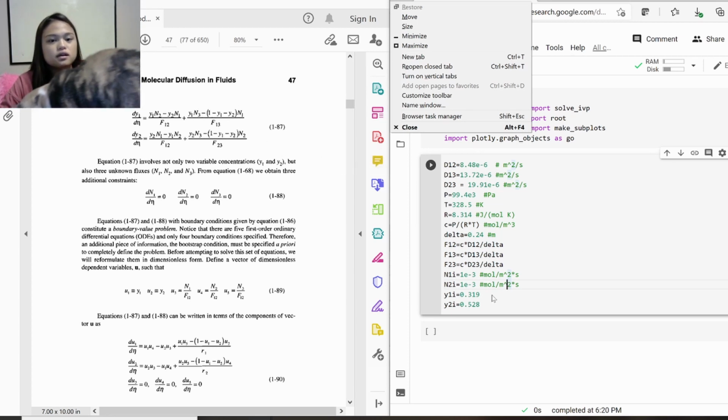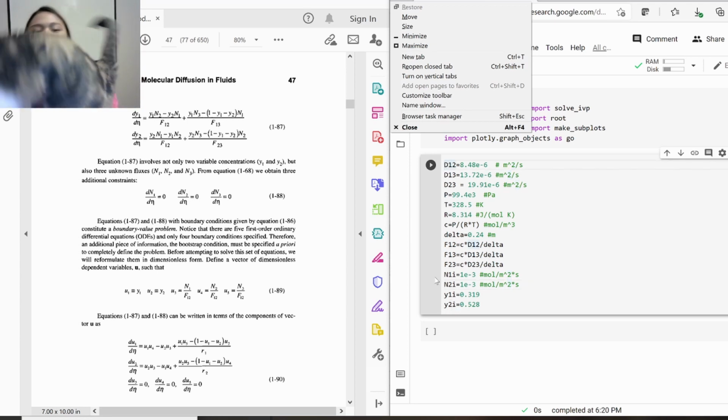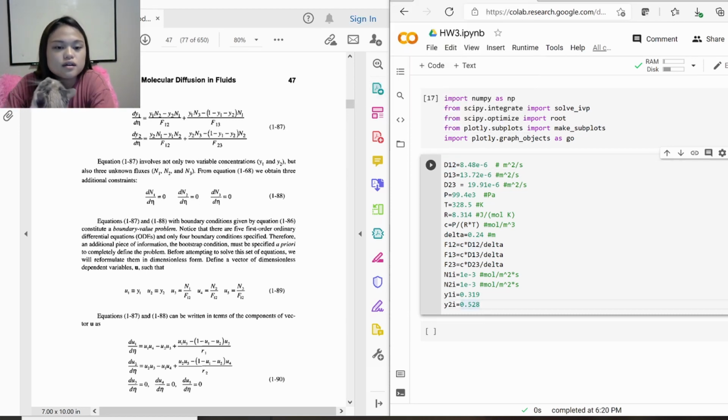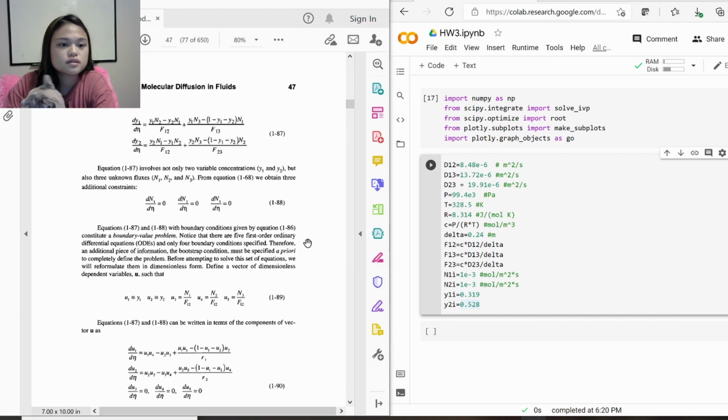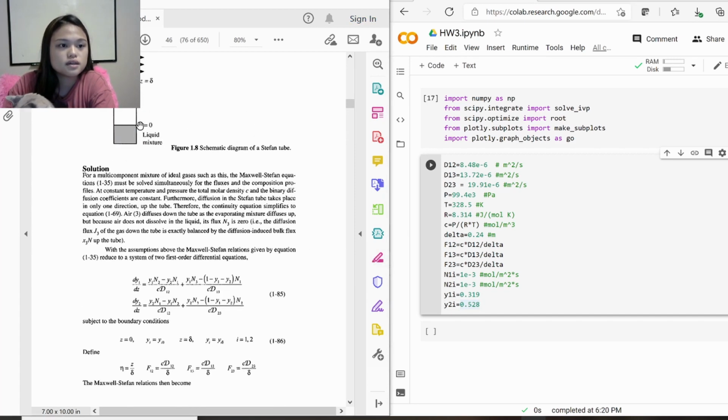Lastly, these are the molar concentrations at the interface. So that would be here.